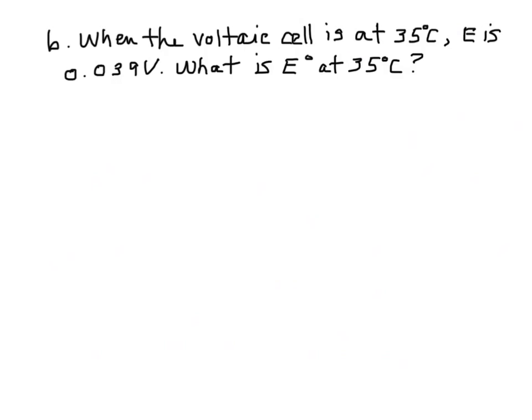So let's try another one. When the voltaic cell is at 35 degrees Celsius, E is 0.039 volts. What's E0 at 35 degrees Celsius? So now we need to use the entire Nernst equation without that number, 0.0257. Remember, it's E is E0 minus RT over nF ln of Q. We're going to plug all these things in.